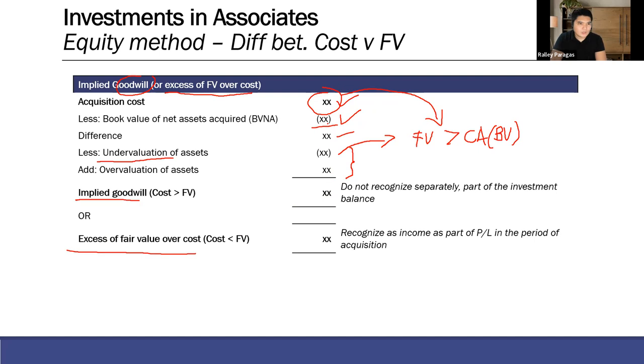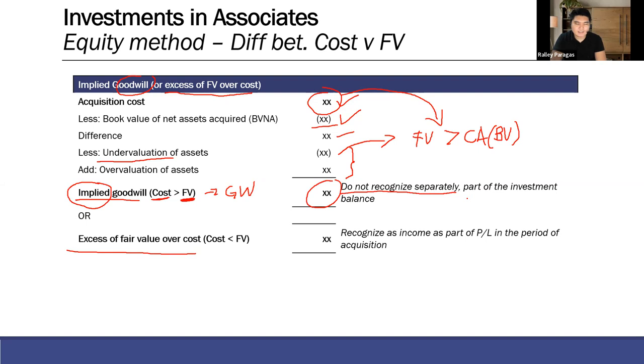So kapag mas mataas yung acquisition cost mo versus your book value of net assets, even after factoring in your fair value adjustments, magkakaroon ka ng implied goodwill. So tinatawag natin yan na implied goodwill. If your cost is basically higher than your fair value, magkakaroon ka dyan ng goodwill, di ba? Under your consolidation topic. Pero since we are under the investments in associates standard, implied goodwill yung tawag natin dyan. Sir, bakit implied? Kasi we do not recognize it separately. Unlike your consolidation topic, your line-by-line consolidation, nag-recognize ka separately ng goodwill. For this instance, implied goodwill lang yung magiging terminology natin dyan kasi we do not recognize that separately.